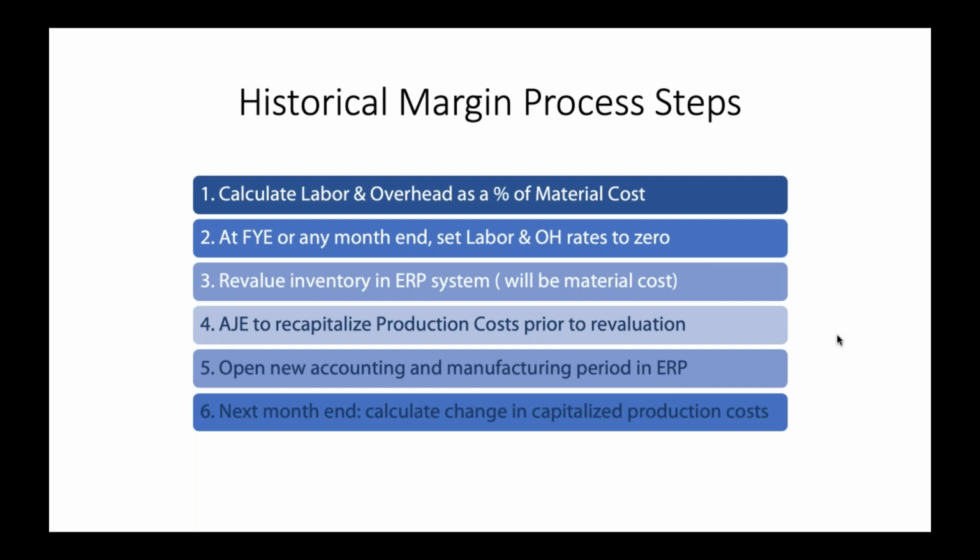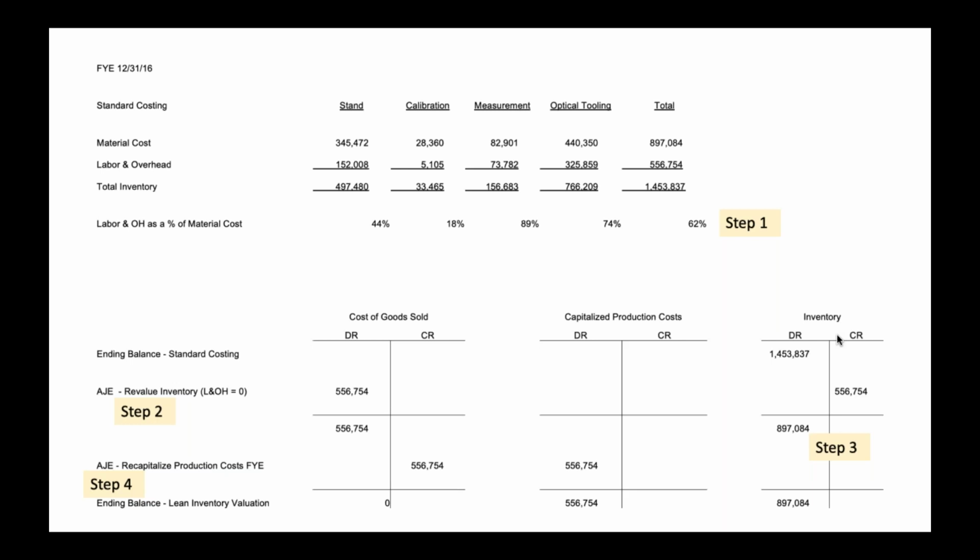So let me show you an example, and I'm going to show what anybody in accounting is going to understand. Some of you non-accountants might not understand what we use in accounting called T accounts. So step one is to calculate labor and overhead as a percentage of material cost. You can see that this company has 4 value streams, and the labor and overhead as a percentage of material cost is quite different in each of the 4 value streams. Because there was a significant difference, we decided to look at it value stream by value stream rather than just using a simple 62%.